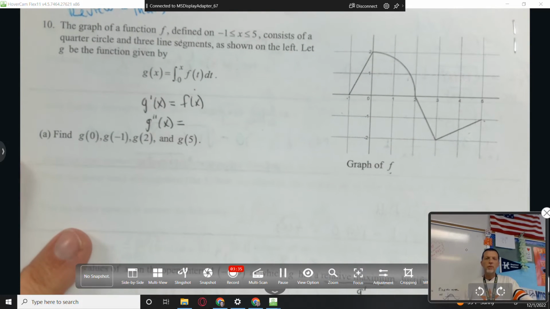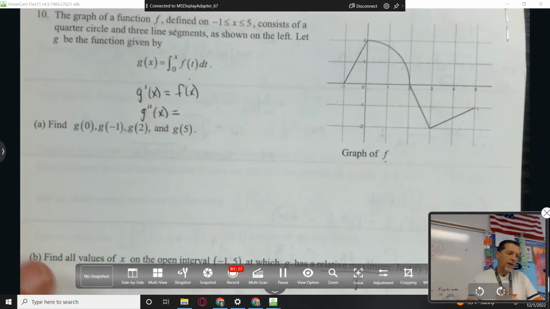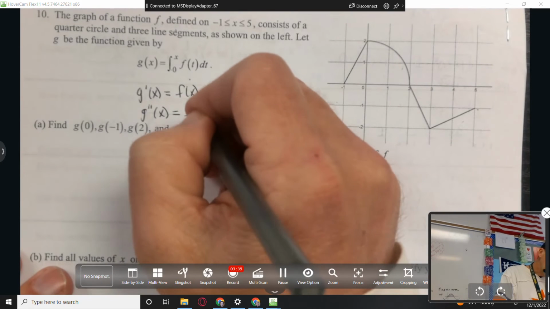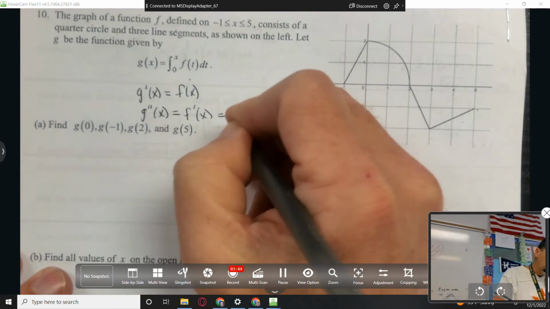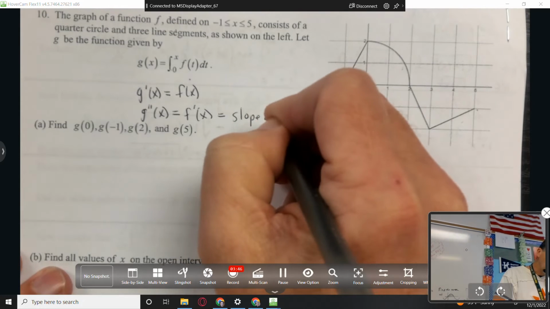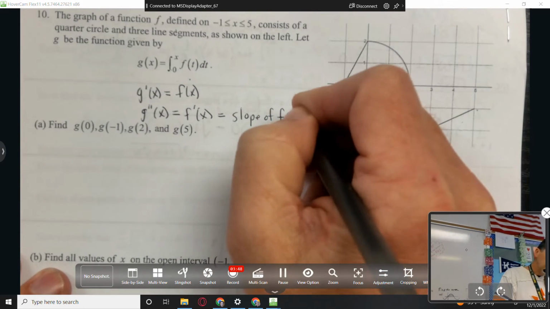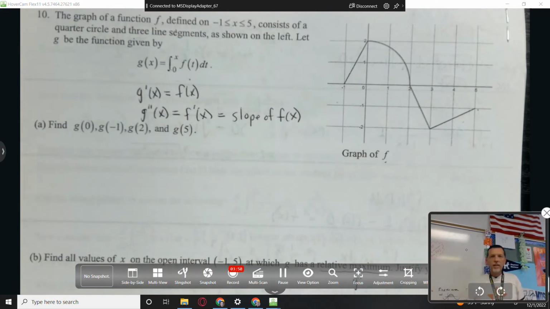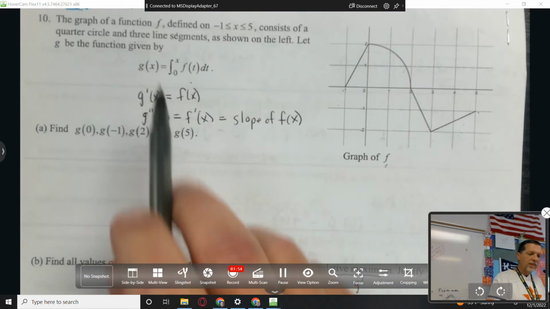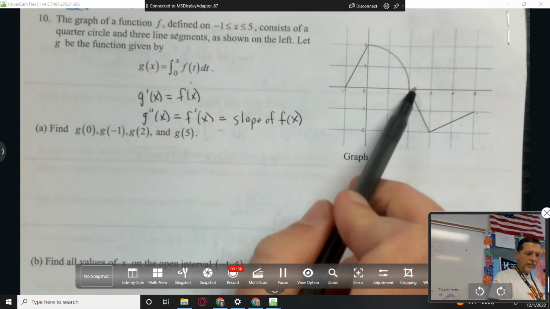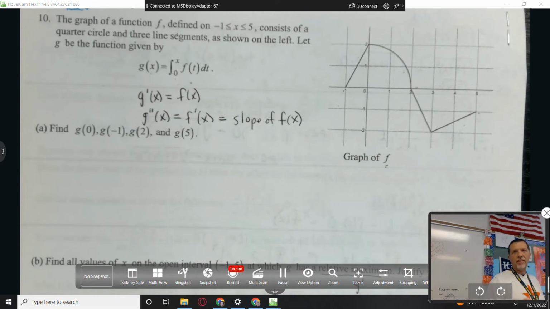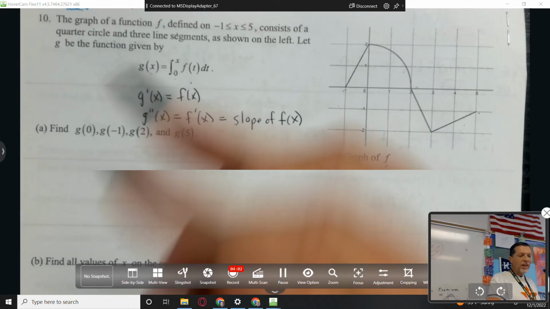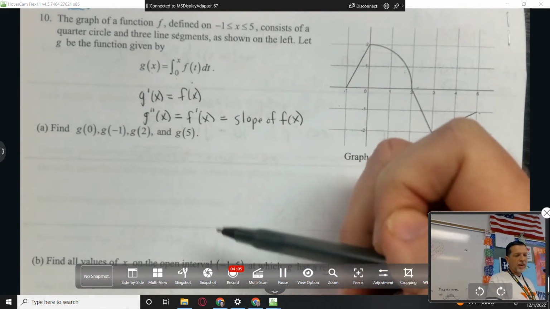So what's g double prime? F prime. And I don't really have to say this, but just sort of note to self, f prime is the slope of f. I'm trying to give everything in terms of f. So g is the antiderivative of f, g prime is f, and g double prime is the slope of f. So now I'm ready to answer anything about g that they want to ask me.